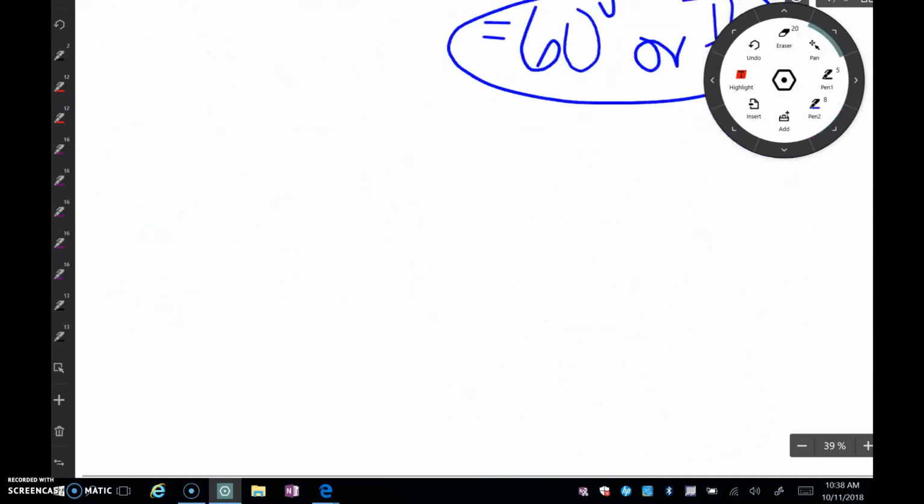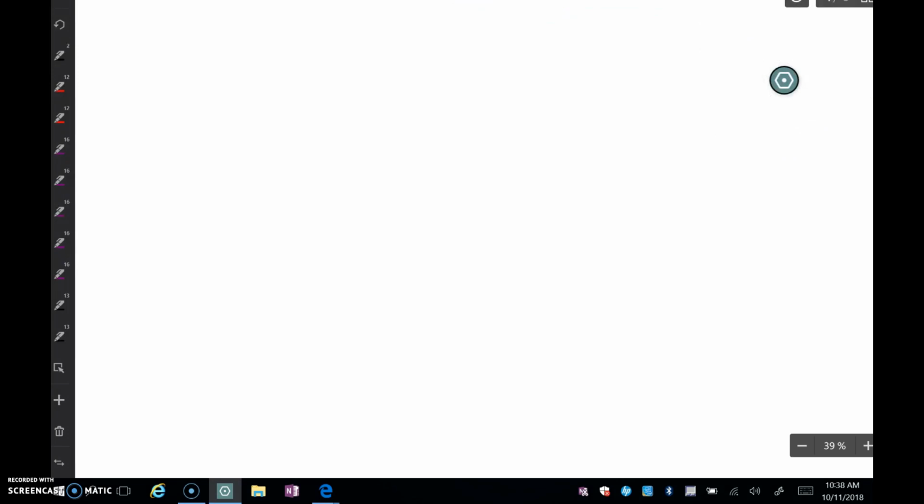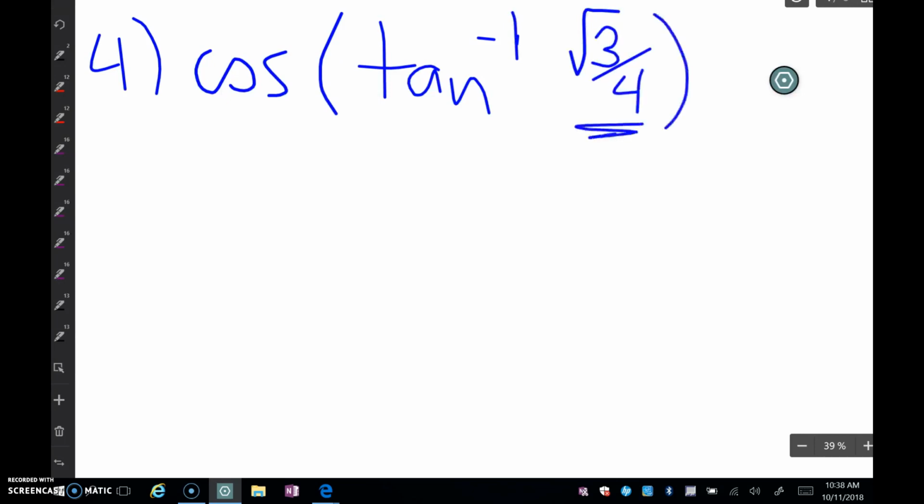So I want to do one last one here, you guys. My last one I want to do is one that's not on the unit circle. So I'm going to do cosine inverse tan, and it is square root of 3 over 4. Okay, now this value is not on the unit circle.